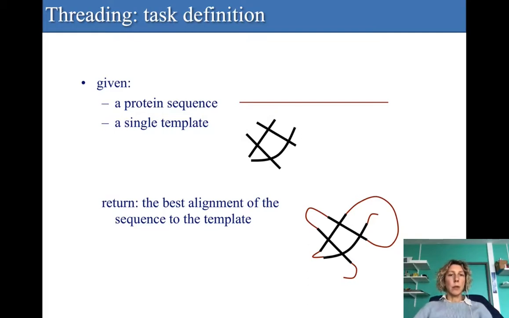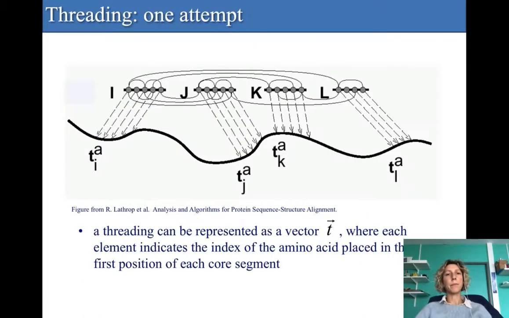So given a protein sequence and a single template, you want the best alignment of the sequence to the template. So here is an algorithm where you represent the threading as a vector T, where each element indicates the index of the amino acid placed in the first position of each core segment. Okay, so these points that are consecutive, the tips of the arrow, the I, J, K, L, these are core segments, right? And you're just going to indicate the index of the amino acid at the first position of the core segment, and then all the rest will be implied.